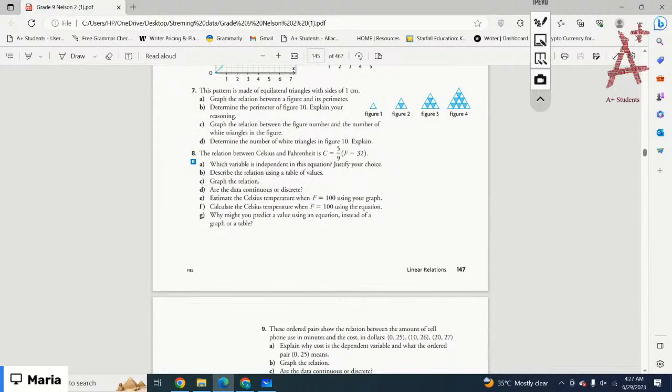Graph the relation between a figure and its perimeter. Okay, just look at the figures. You have one large triangle and one small. Okay, you can see here you have figure 2, you have six triangles. 1, 2, 3, 1, 2, 3, 4.